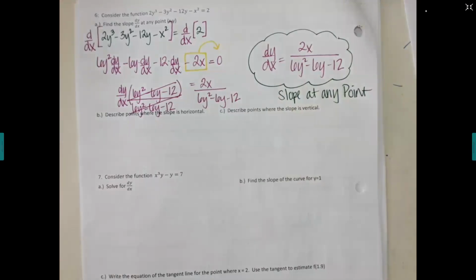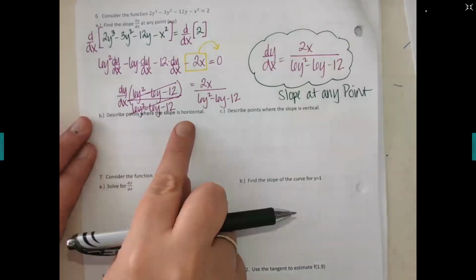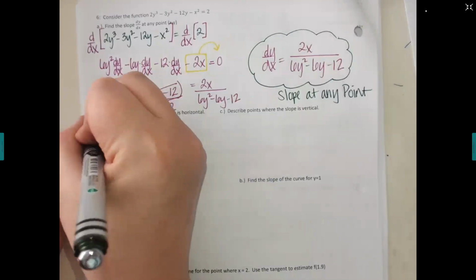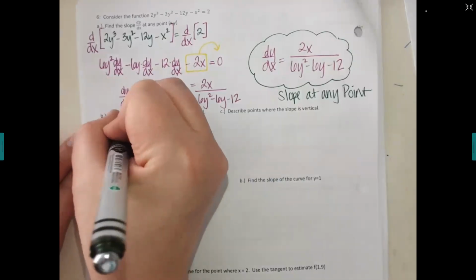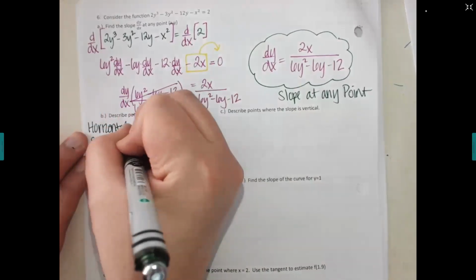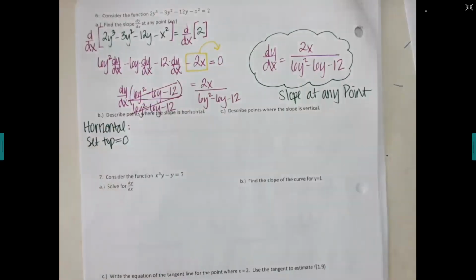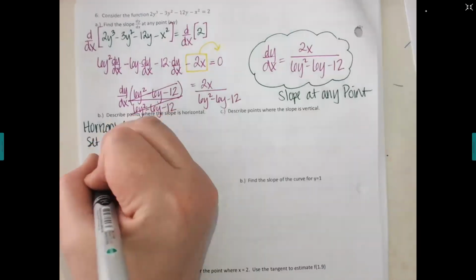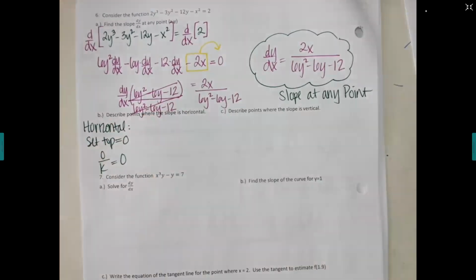Okay, now 2 new questions. Look at parts B and C. What if instead of me wanting the slope at a point, what if I want to know where the slope is horizontal? Do you remember what slope that means that I want? A 0 slope. Very good. So if you want a horizontal slope, you are going to take the derivative and set the top equal to 0. Now, I want you to think about why we would set the top equal to 0. Because 0 divided by anything gives me 0.